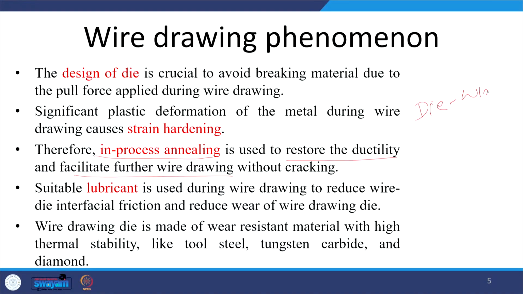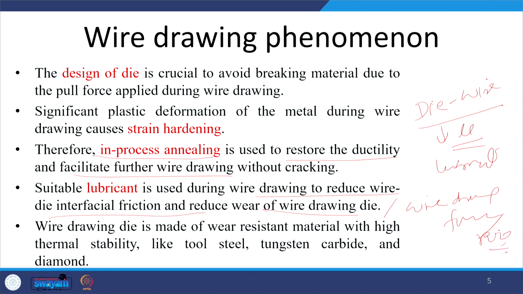So, as I have said, since the huge friction between the die and the wire surface takes place, it is important to reduce the friction, and for that suitable lubricant is used. So, suitable lubricant is used during the wire drawing to reduce this wire die interfacial friction and reduce the wear of the wire drawing die, as well as for reducing the wire drawing force, and the related power. So, these are also reduced.